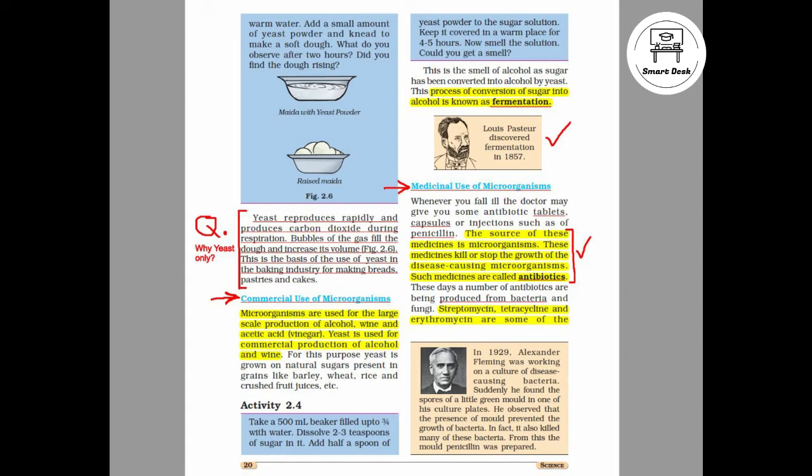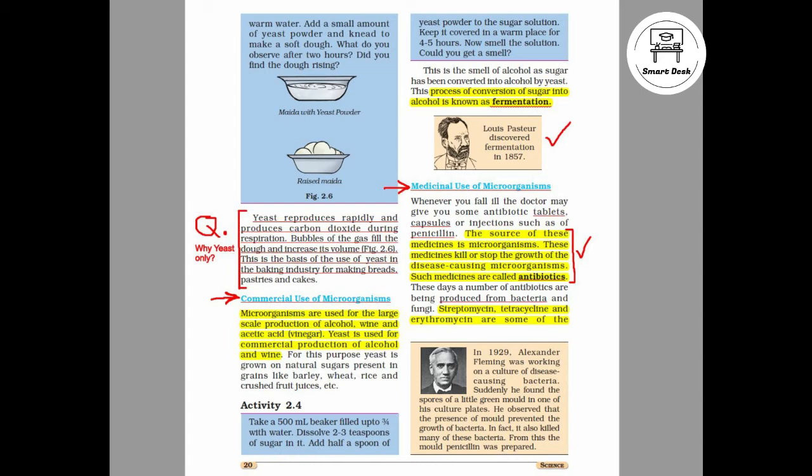Okay, so these are some basic uses of microorganisms. Now we will learn some commercial uses of microorganisms. As I've told you, microorganisms help in the production of alcohol, wine, and vinegar. You can also say that yeast is used for commercial production of alcohol and wine, and also for making bakery items like bread, cakes, pastries, etc.